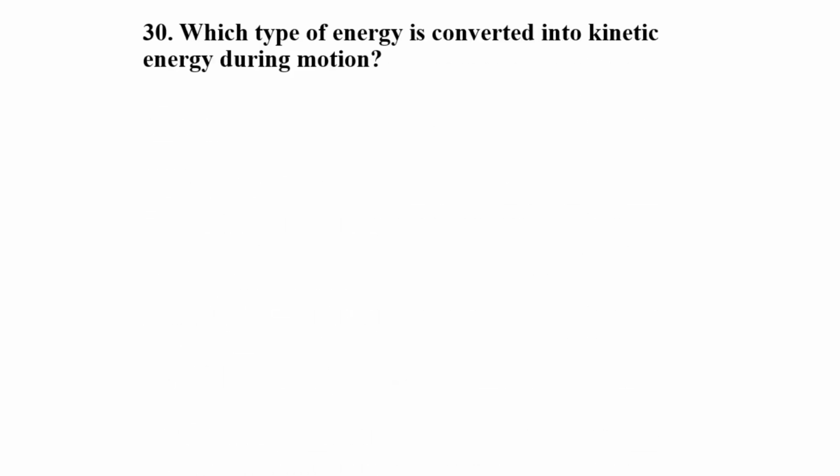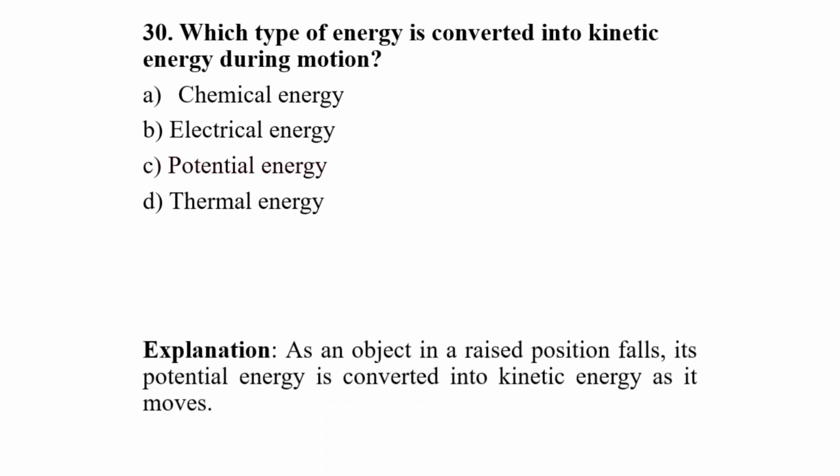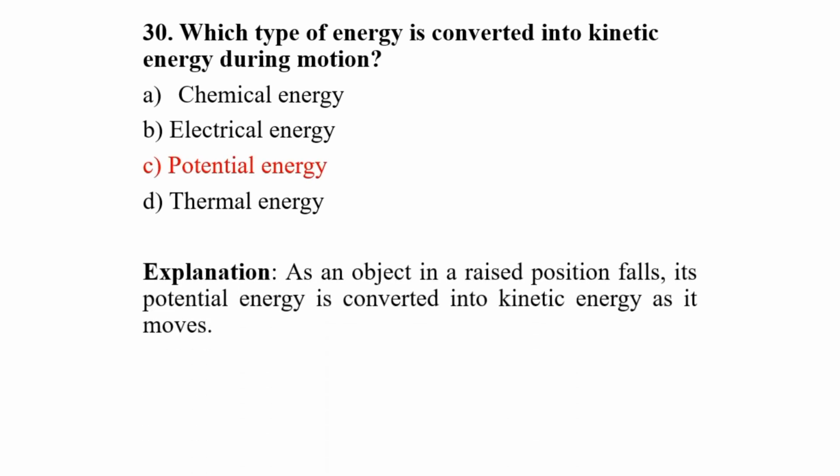Question number 30. Which type of energy is converted into kinetic energy during motion? A. Chemical energy. B. Electrical energy. C. Potential energy. D. Thermal energy. The answer will be potential energy. As an object in a raised position falls, its potential energy is converted into kinetic energy as it moves.